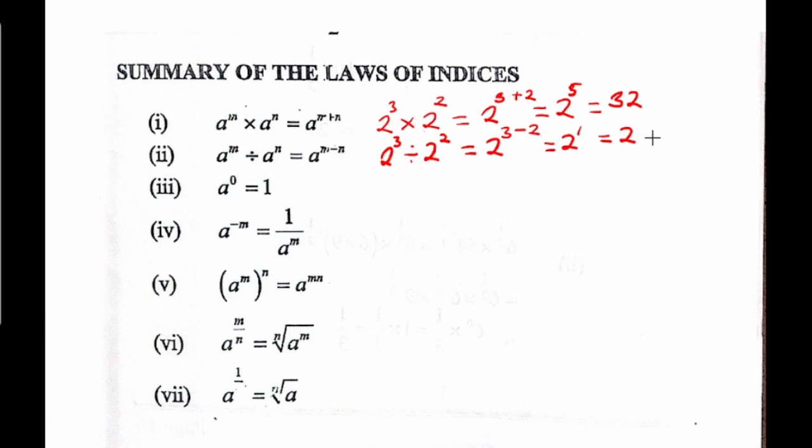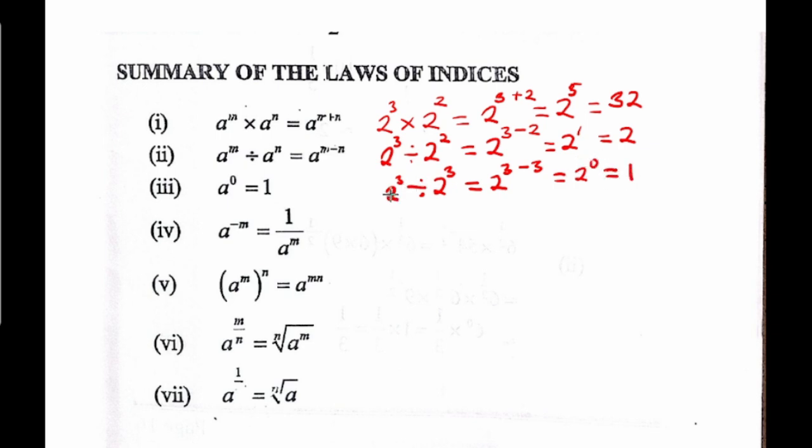And the third law here says a to the power of 0 is equal to 1. That's any number raised to the power of 0 equates to 1. How? Let's see. Let's take, for example, 2 to the power of 3. Let's divide it by itself, 2 to the power of 3. So by the second law, it should give us 2 to the power of 3 minus 3, which is 2 to the power of 0. So how is this 1?